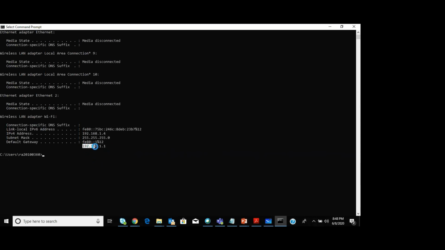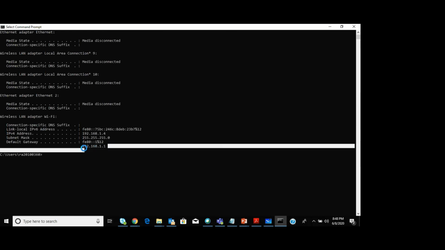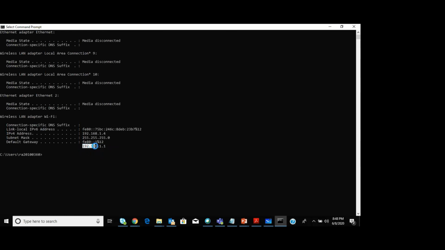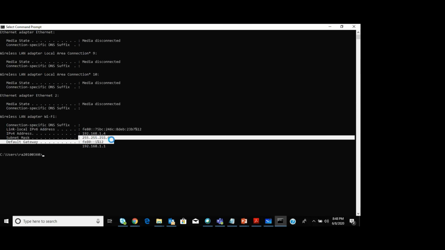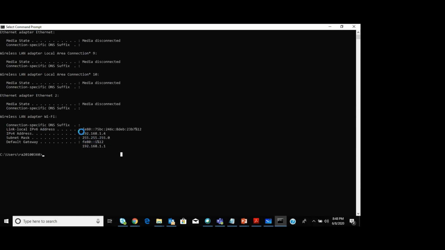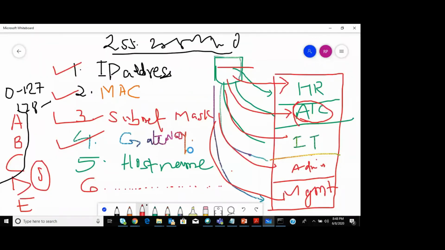This is 192.168.1.1. This is a class B IP address. This is the subnet mask, 255.255.255.0. So this is the IP address, this is the subnet mask, and this is your default gateway. Clear? These are very common things you should know to understand NetScaler, else NetScaler will be very tough for you. That's why I'm focusing more on the basics first.